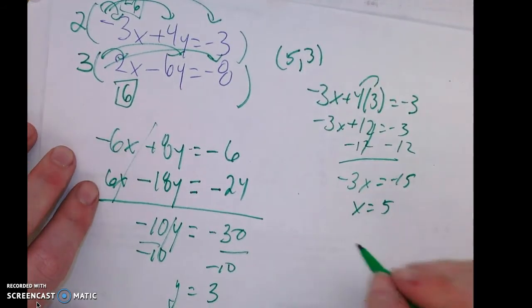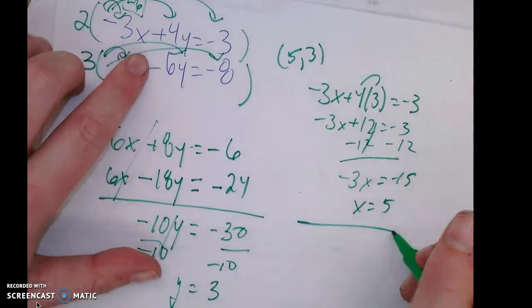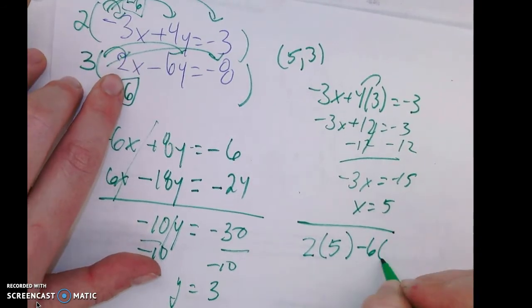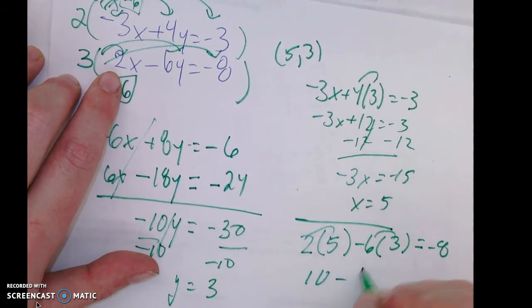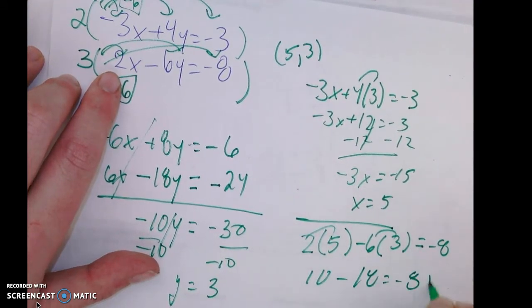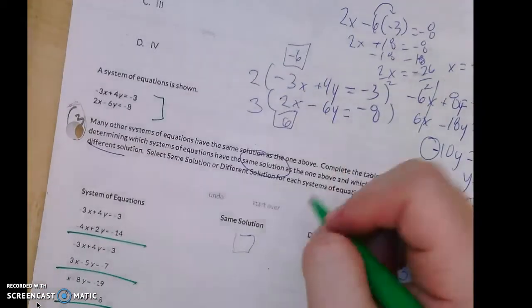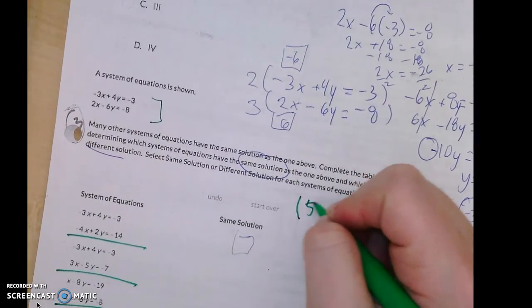Again, this is a system, and this is a midterm, so I'm going to check my work in the second one. X is 5. Y is 3. 10 minus 18 is equal to negative 8. Check. Perfect. So that's my answer. But I haven't even answered this question. That's what's so frustrating about this, is my answer is 5, 3.